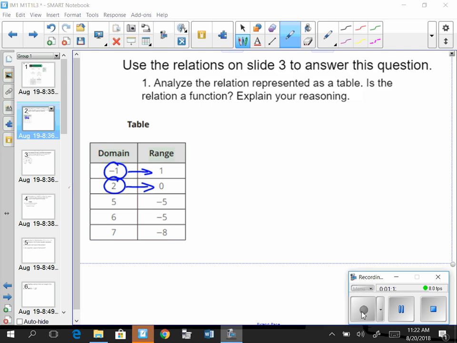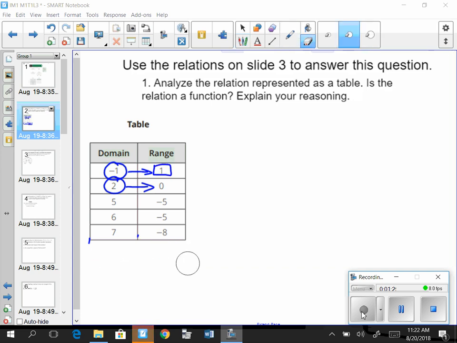If we would have seen another -1 further down in the table, something like this, we wouldn't have a function anymore because -1 would point to two different numbers. It would point to 1 and 7. That doesn't happen in this table with any of the input values. 5 only points to one thing, 6 only points to one thing, and 7 only points to one thing. Therefore, this is a function because every input points to one output, only one output.